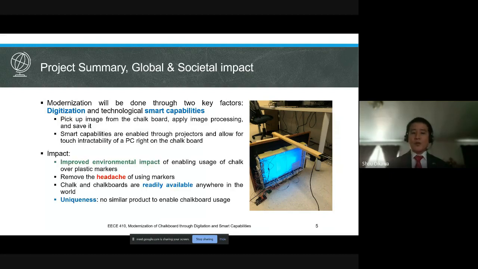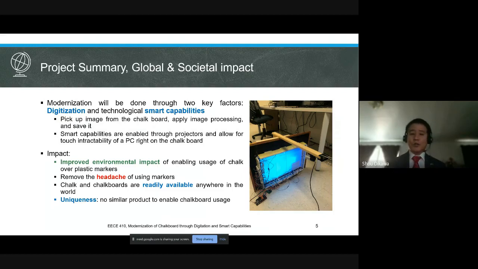The impact we hope to have is improved environmental impact. By enabling the use of chalk over plastic markers, there is less waste. And we're trying to remove the headache of using markers because, as you know, professors were having bundles of markers, thinking at least one of them will work, ending up using every single one, none of them work, and they'll have to run out and find another one. That kind of wastes everybody's time.